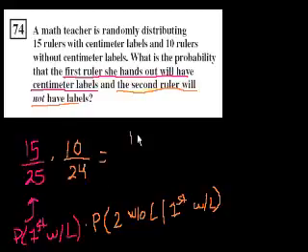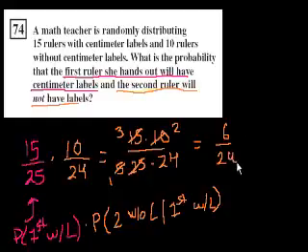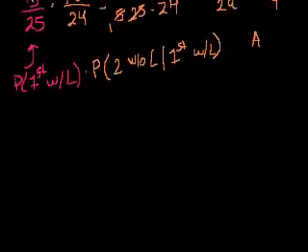This becomes 15 times 10 divided by 25 times 24. We can do a lot of canceling, so we don't have to multiply. Divide by 3, you get 3. Divide by 3, you get 5. Divide by 5, you get 1. Divide by 5, you get 2. 3 times 2 is 6. So this is equal to 6 over 24, which is equal to 1/4, which is choice A. Next problem.